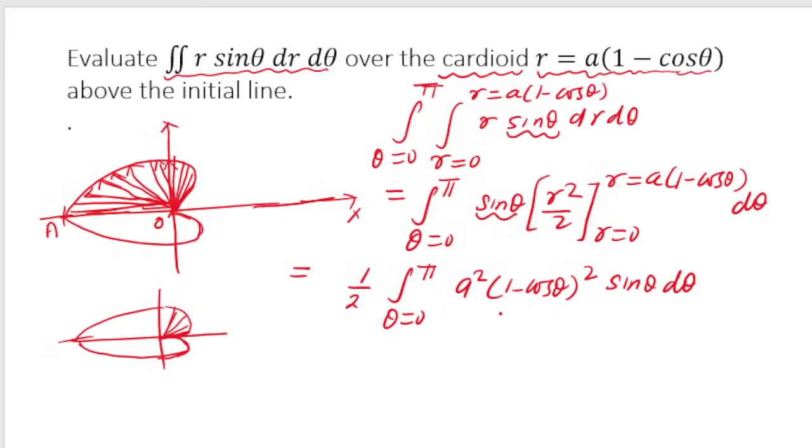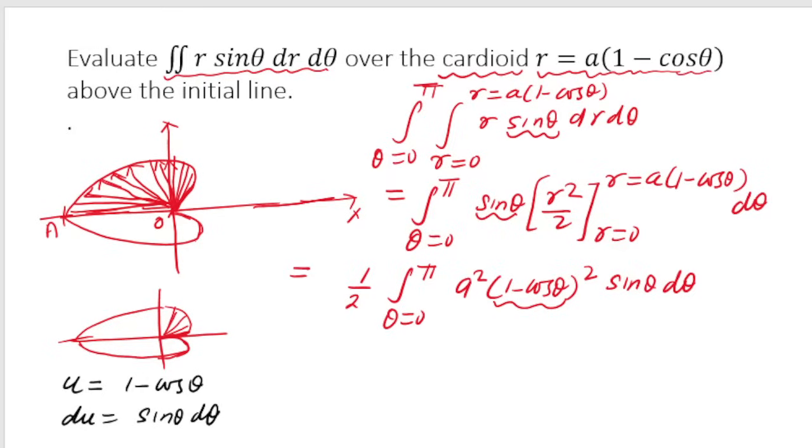Now how to integrate this? To integrate this, I will use the change of variable. And what is the change of variable I am going to do? I am going to take u is equal to 1 minus cos theta. I will write directly here, so I am explaining it on this side. Then du will be equal to the derivative of cos theta, which is minus sine theta. We already have a minus, so it will be sine theta d theta.